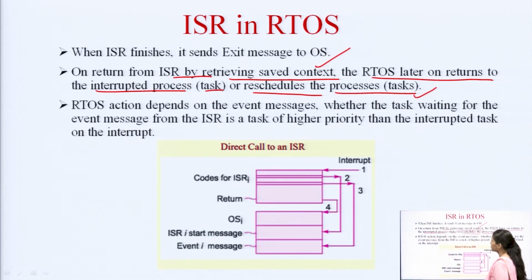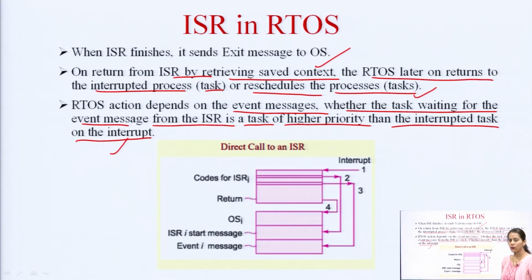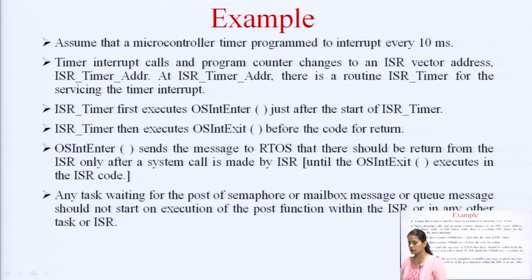Now, the RTOS action depends on the event messages, whether the task waiting for the event message from the ISR is a task of higher priority than the interrupted task on the interrupt. So, again the priorities will be compared, and if the task which was waiting for the event message from the ISR is a higher priority task, then it will be executed first as compared to the ISR routine. So, in this way, this whole process takes place in this type of answering to ISR.